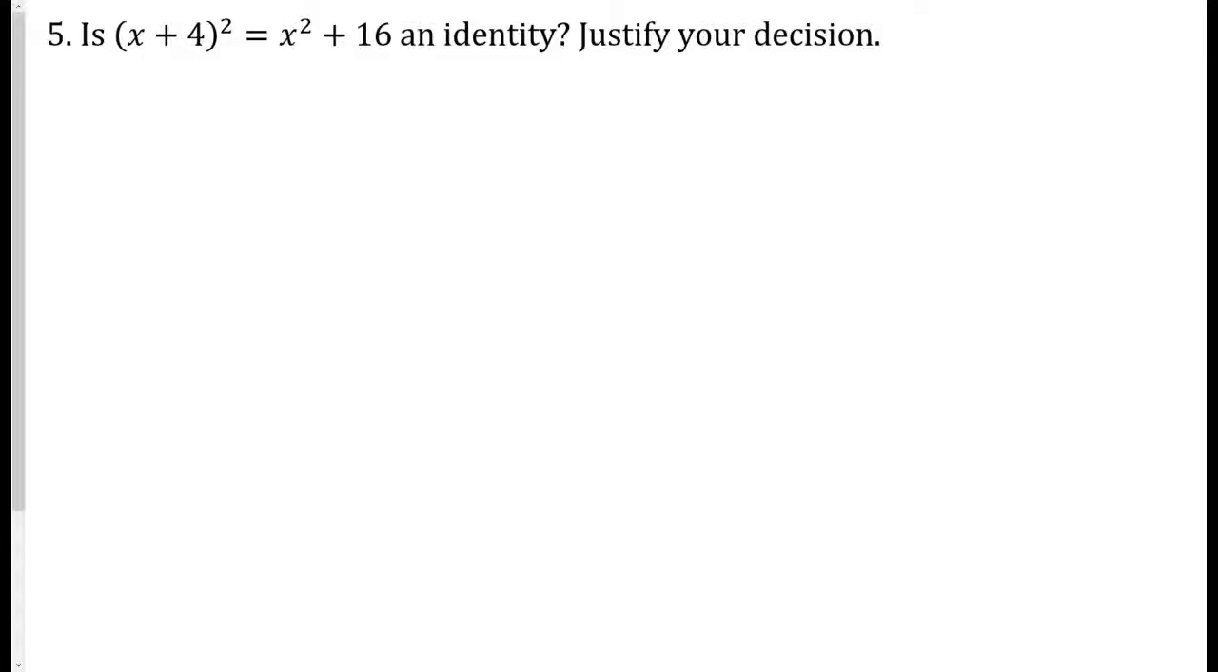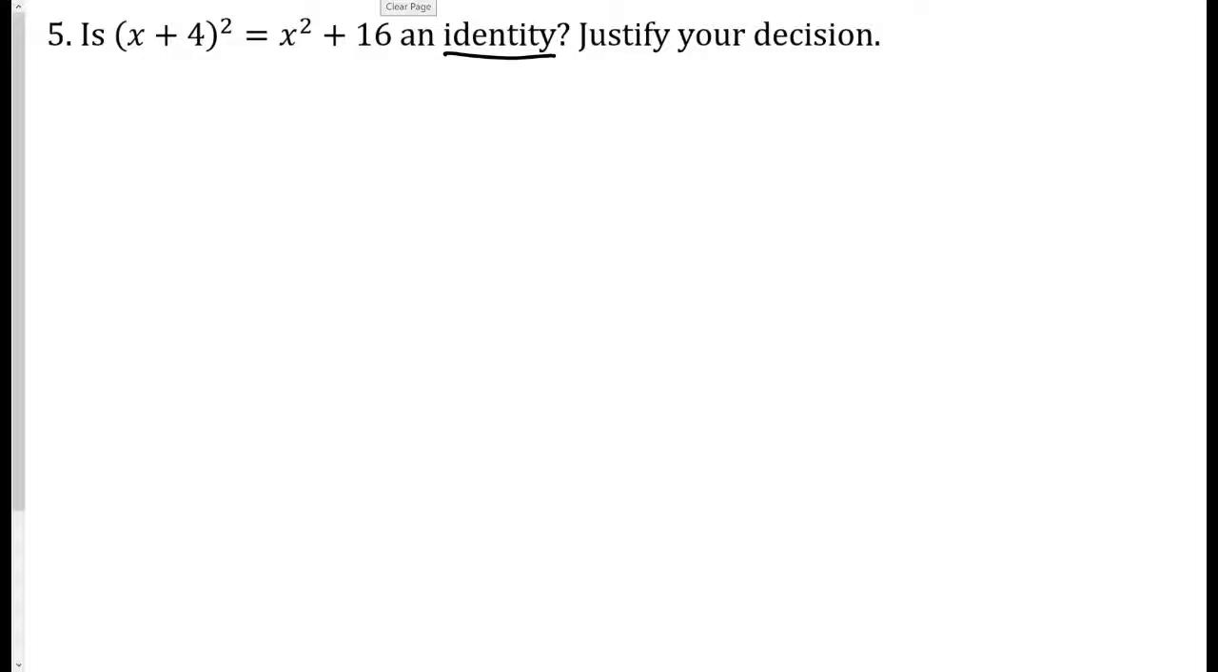5. Is x plus 4 squared equal to x squared plus 16 an identity? Justify your decision. So an identity is something that's always true regardless of what x I plug in. So hopefully you don't make the mistake that 9th graders make in Algebra 1 and say, oh, x squared, 4 squared, x squared plus 16. Hopefully you know that's not true.